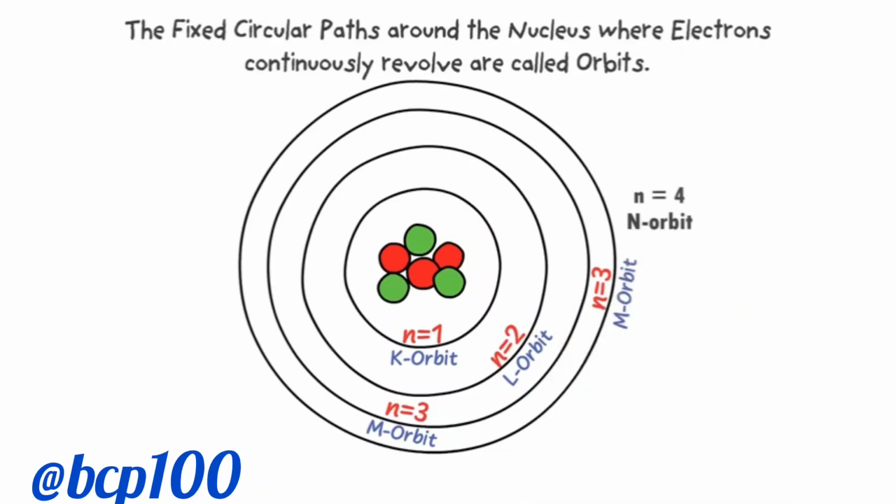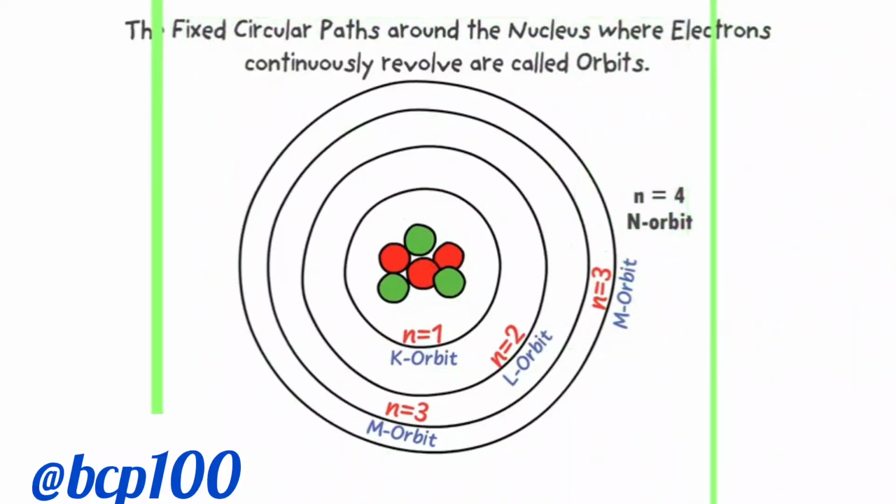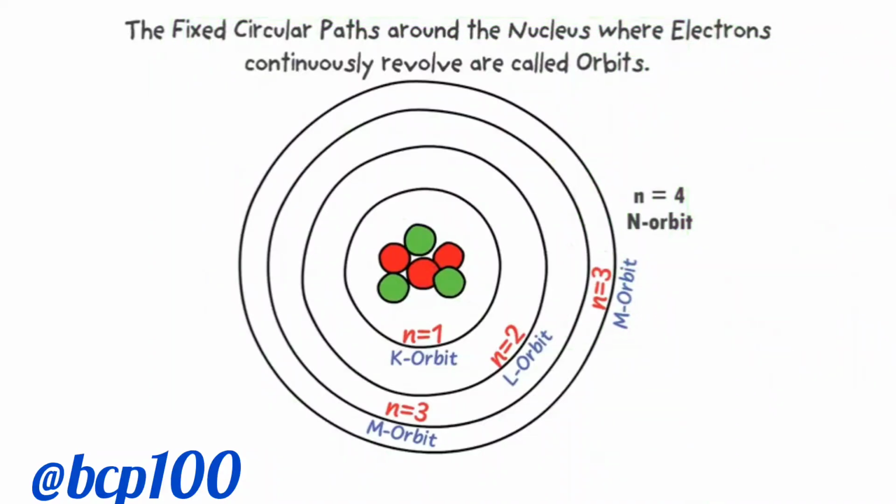So remember that all orbits have a fixed circular path in which electrons revolve around the nucleus, and every orbit has its own proper name. For example, K orbit, L orbit, M orbit or N orbit.